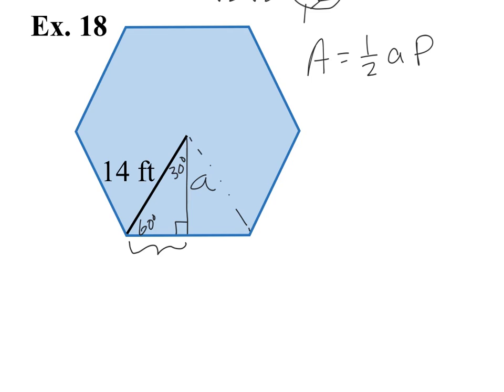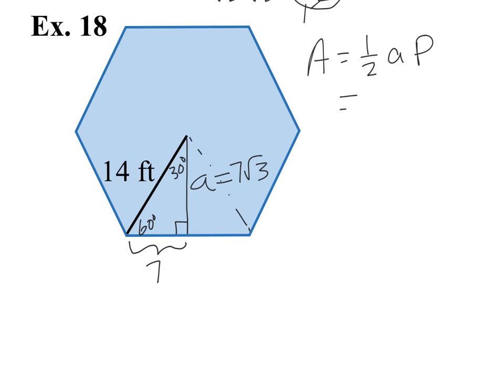So we're looking at a 30, 60, 90, where we know the hypotenuse. Now remember, in a 30, 60, 90, the hypotenuse is twice the short leg. This is the short leg because it's opposite the 30-degree angle. So that means this short leg is 7, and then the long leg, which is also our apothem, is 7 times the square root of 3.